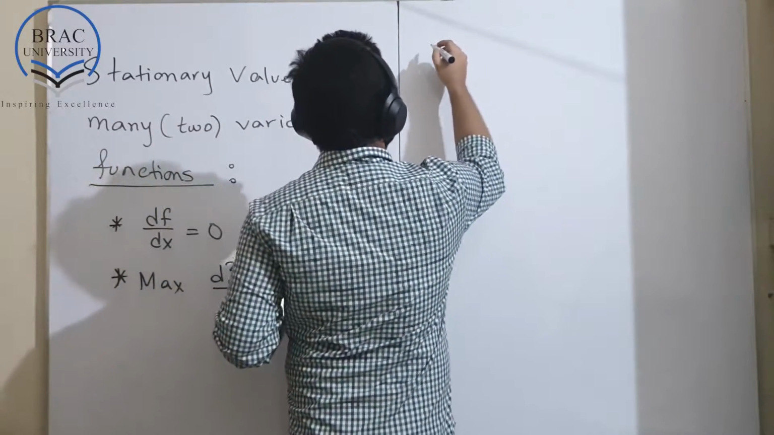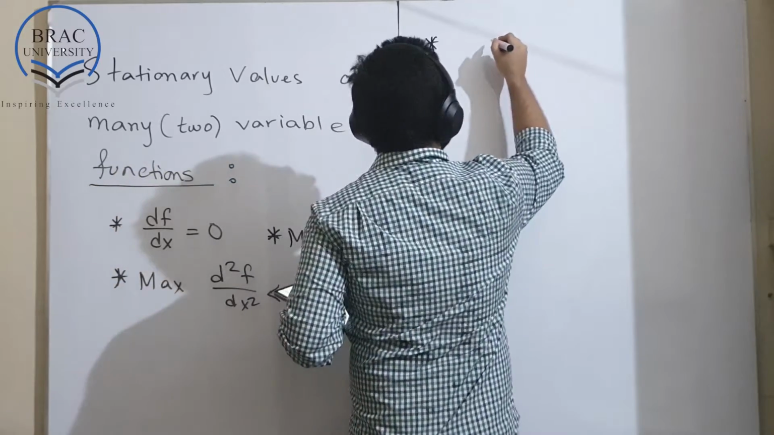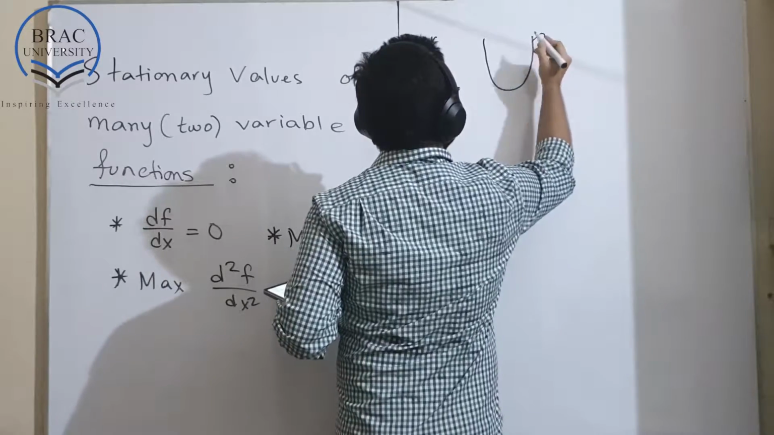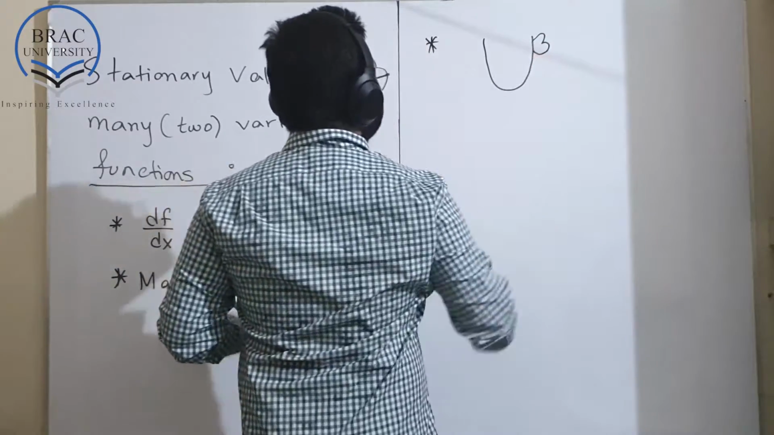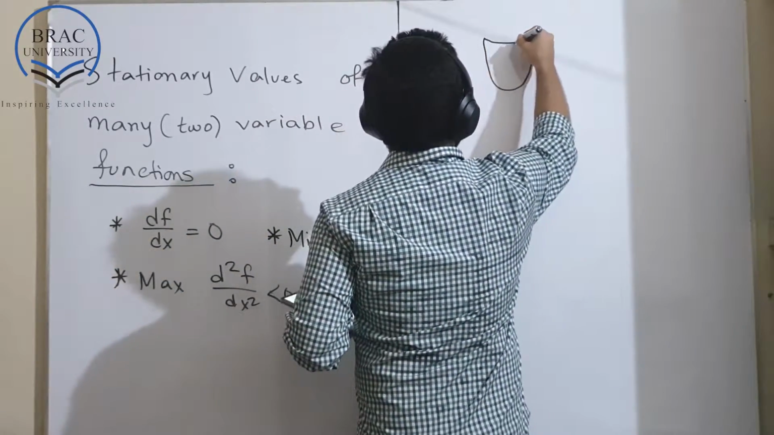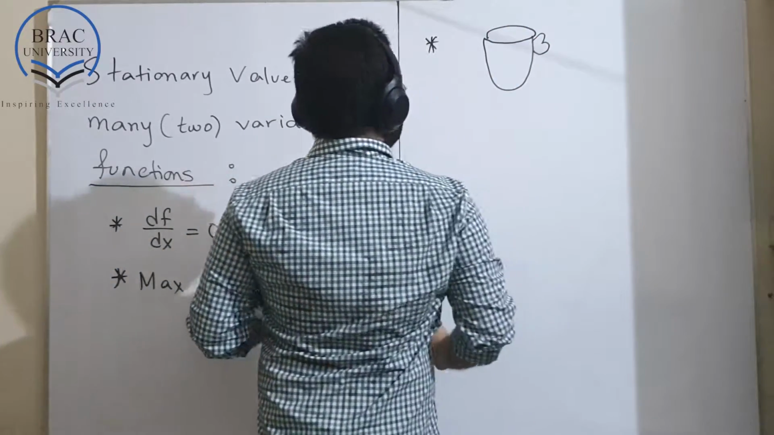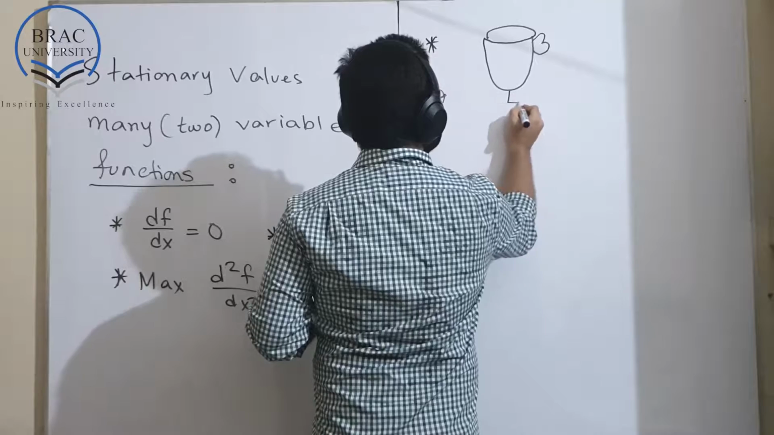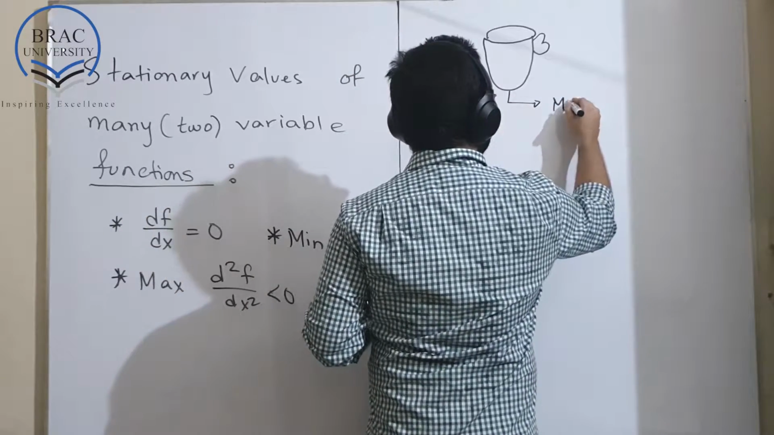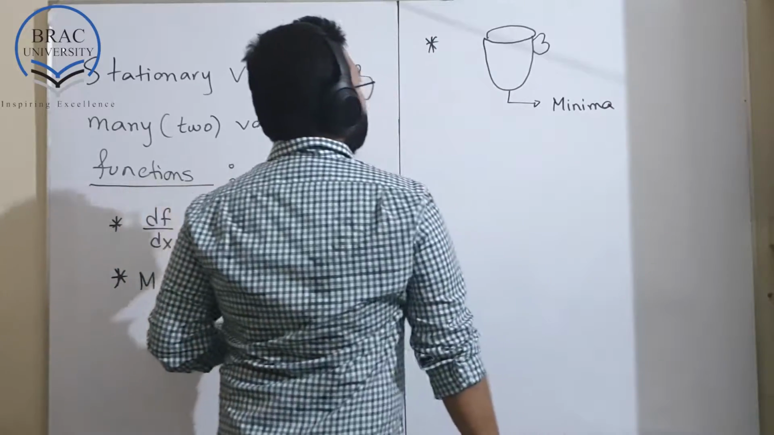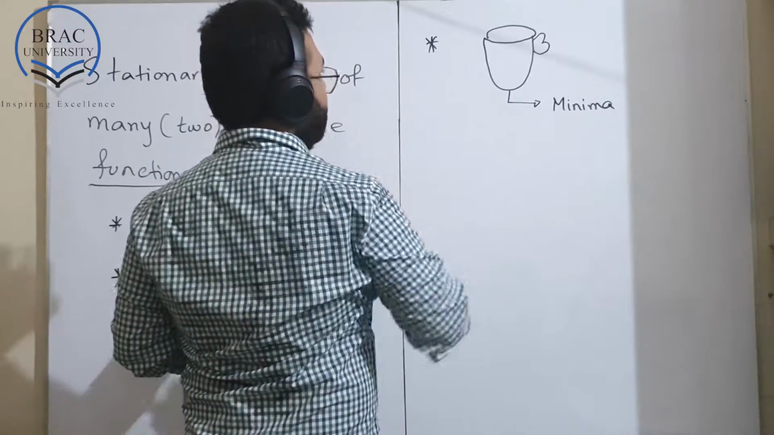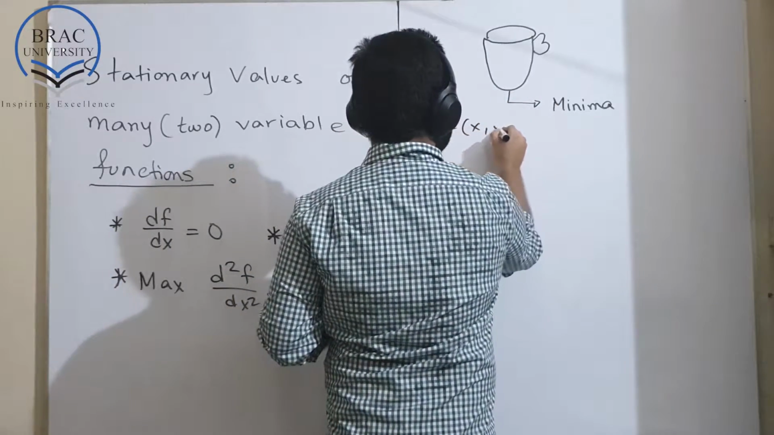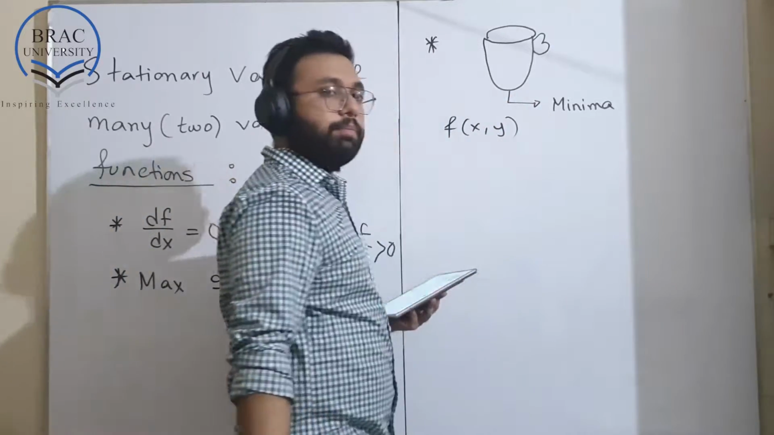Let's say an example. Say we have a cup, that is a cup like this. This is the handle. Excuse my bad drawing. This is a cup. This is a two variable function, and the bottom of the cup would be the minima of this cup, right? Since the cup is a function of x and y, the minima would be the bottom of the cup.